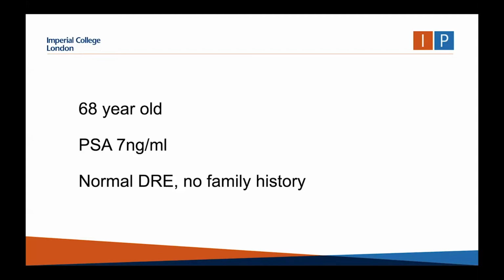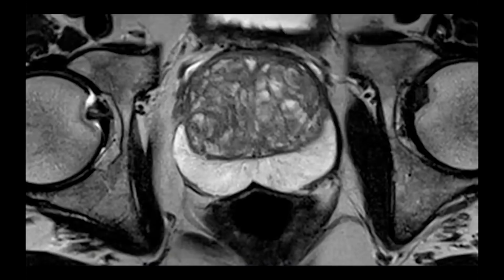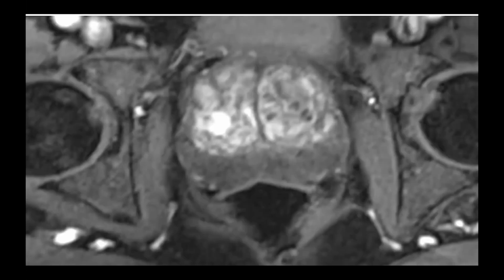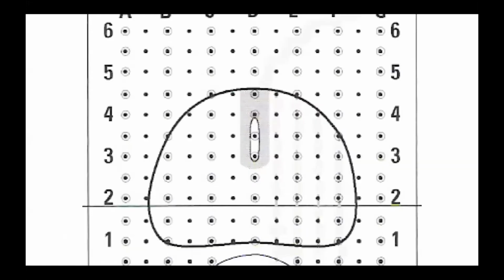So this is a man with quite a high PSA, no particular family history. He had an MRI scan, which on T2 weighted imaging, on diffusion imaging, and on contrast enhancement was scored non-suspicious. And in those days, we used to still biopsy all of these men routinely. And in fact, he had a mapping biopsy, and I'll come on to that later on, which didn't show any cancer.